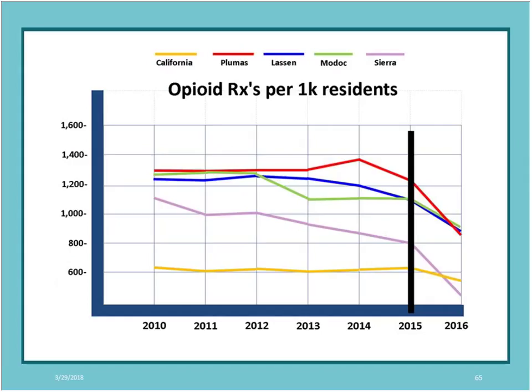If you go up, the line in red at the very top is Plumas County, and it was seeing the highest prescription rate. Correlating with that, it also had the highest overdose death rate. And so we really figured out that we needed to do something. The big black line is when we started realizing that this wasn't due to diversion, but due to prescription, and that we had really, really high prescribing rates and needed to do something about it.